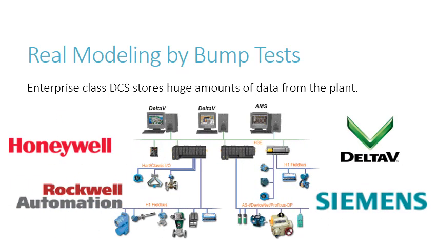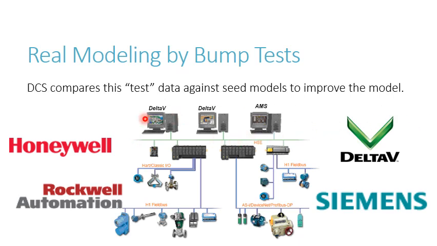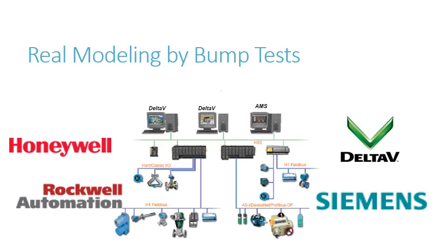So starting off with enterprise class distributed control systems, here you can see some major vendors, and at the data analysis level they're storing huge amounts of data, and the DCS will compare this data against seed models. You'll start out with an estimated model, and it will compare algorithmically what it's seeing from just little bumps that happen throughout the day in your operations. It will compare that against what would happen in simulations on their seed models, and based on that it will adjust and improve the model.